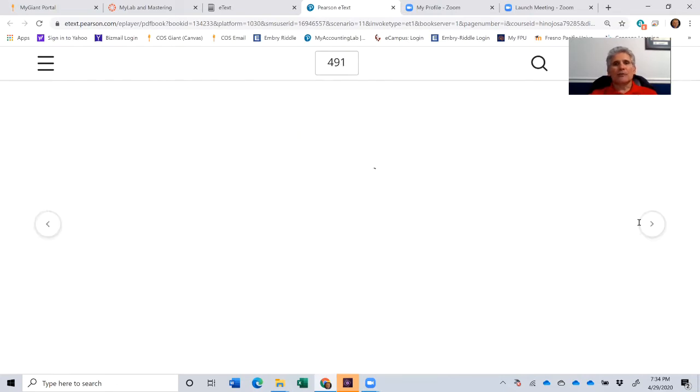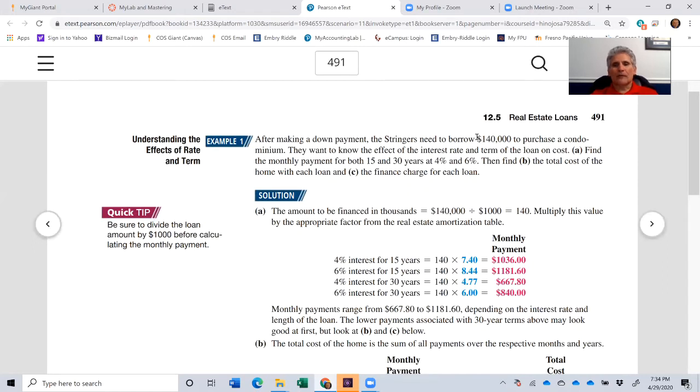So what we're going to do is figure out how many thousands we have in what we're borrowing. We have 140,000, and so we have 140 of those thousands, right? Or in other words, you can take the 140,000 and divide it by 1,000. You're going to get 140. Okay, so we'll take the 140, multiply it by the factor that we found, 7.4, and our monthly payment is going to be $1,036.